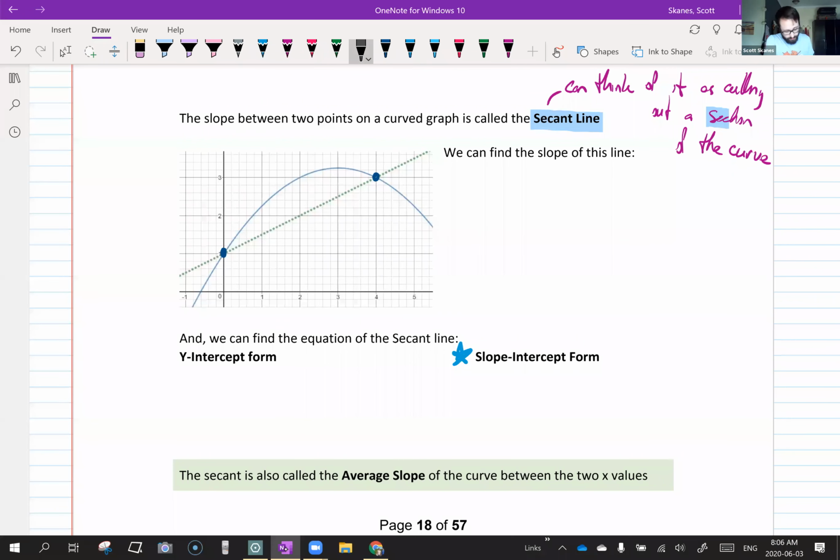So for these two points, I'm just going to do rise over run. You can do it whatever way you want. The rise here is 2. And the run is 1, 2, 3, 4. That's 2 over 4. So the slope, once again, is 1/2. If we took two different points, we would have a different slope.